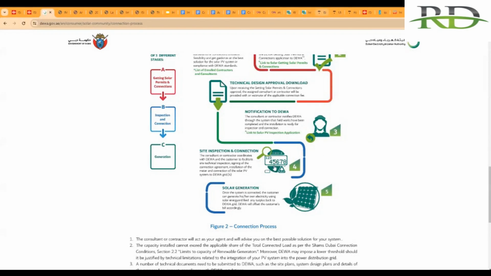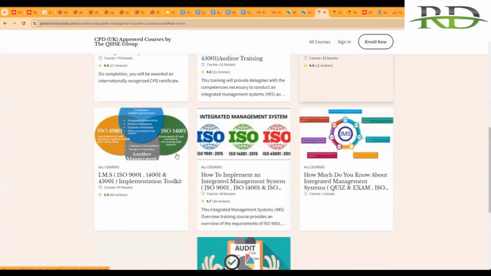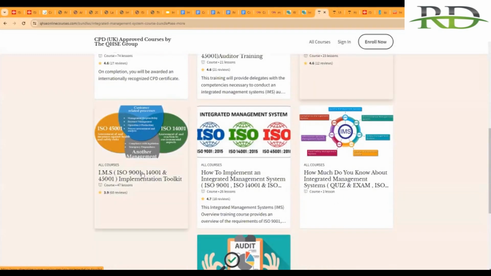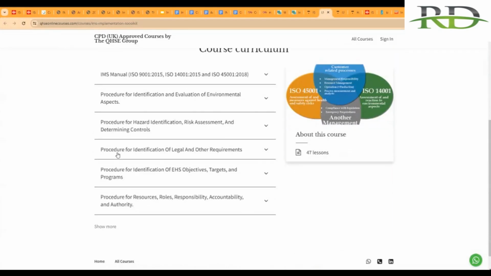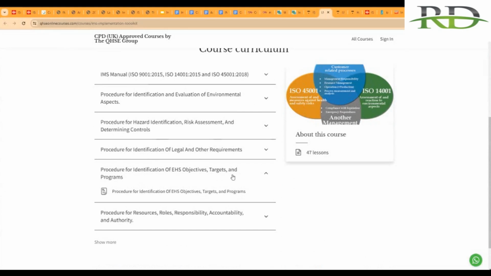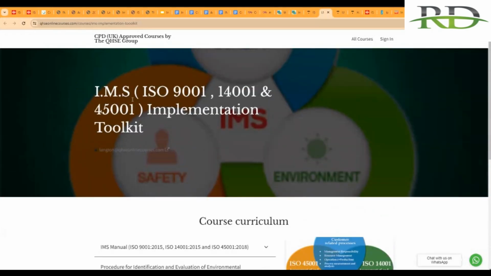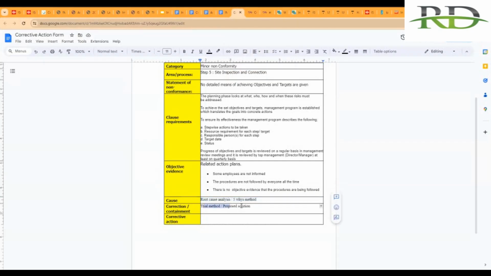And in order to do that, it is very simple. You just come over here to the IMS implementation toolkit, okay? You open your toolkit like this, and then you go to the procedures for EHS objectives like that. And then you're going to follow this procedure to resolve that non-conformity. That is what this toolkit is for, okay? So after that, they have to come up with a solution.